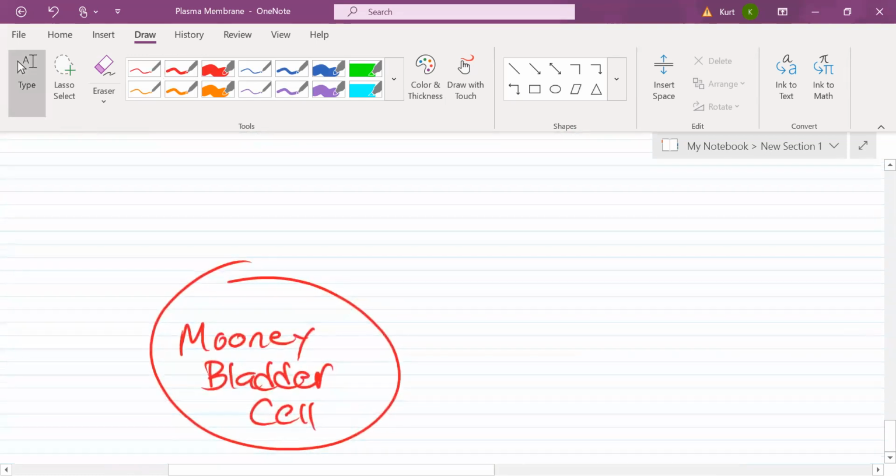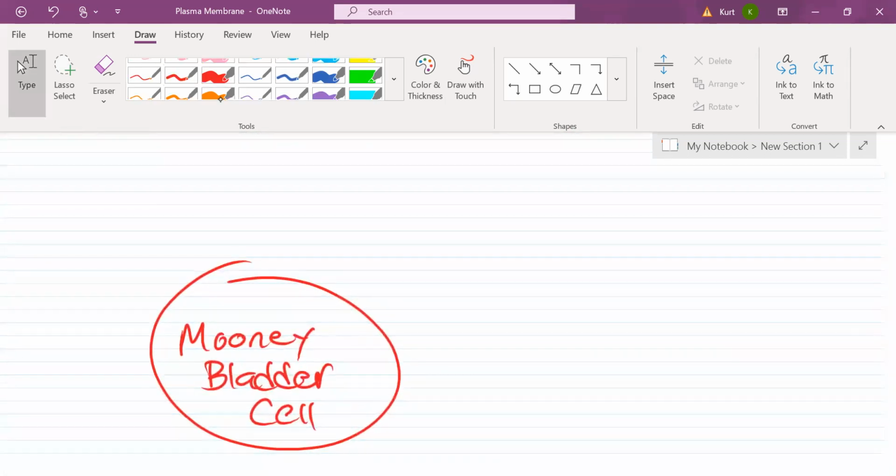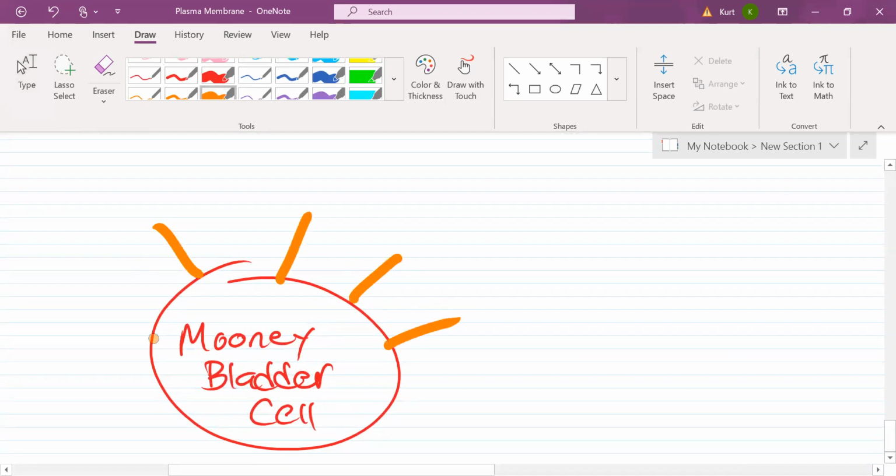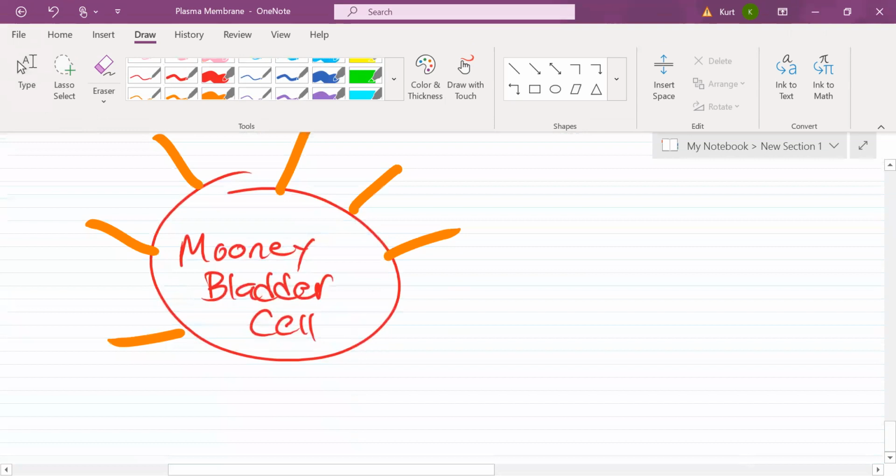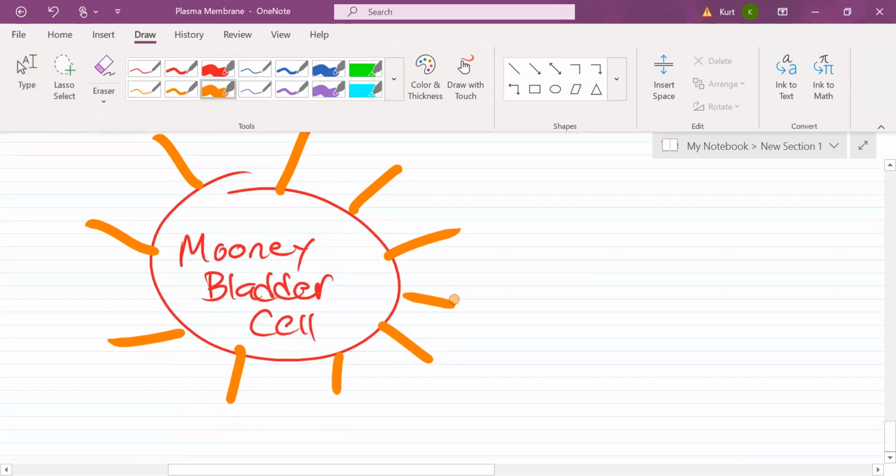Now, on this cell, there are two different types of receptors. These orange receptors are basically saying, I belong to Turner. I am Turner cell. Hear me roar. It's actually a bladder cell, so it's I am Turner bladder, hear me pee.